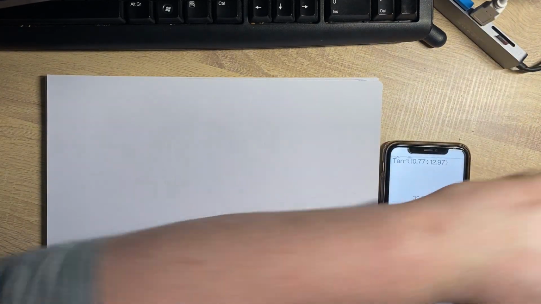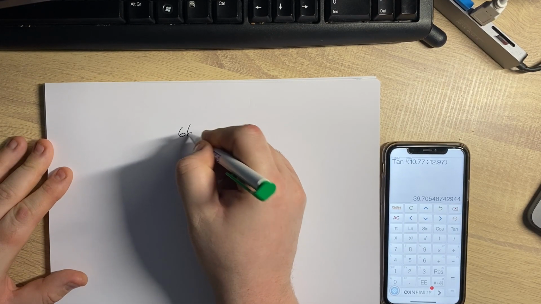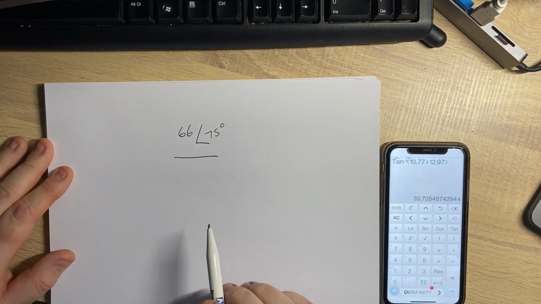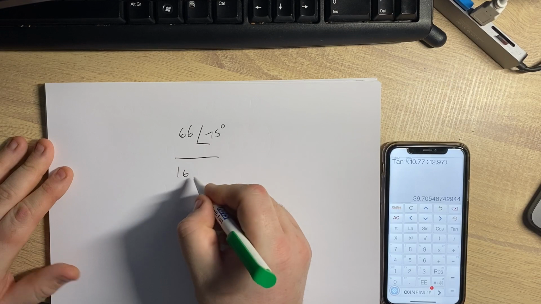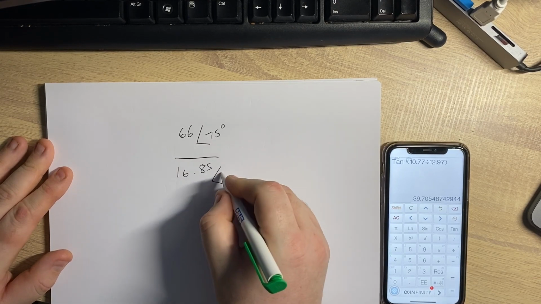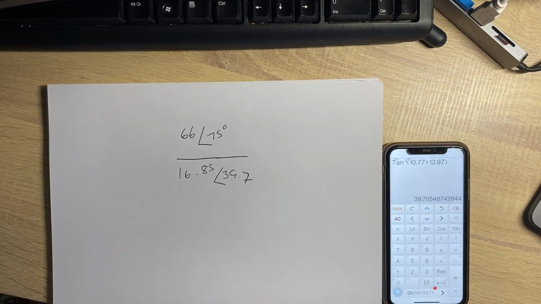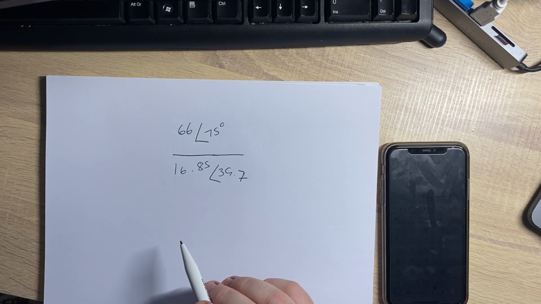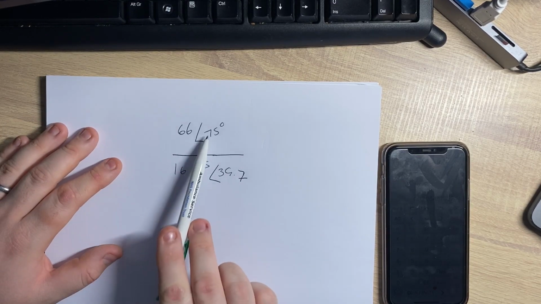Okay, so we can look at our original number. So our original top part, remember we're now doing them divided by each other, so it's 66 at an angle of 75 divided by 16.85 at an angle of 39.7. So remember the rule for this one. Again, if you don't know what the rules are, go back to part 1 of this video and you'll be able to see where we did the addition and subtraction and multiplication and division. When we divide in polar numbers, the rule is you divide the scalars and take away the angles.